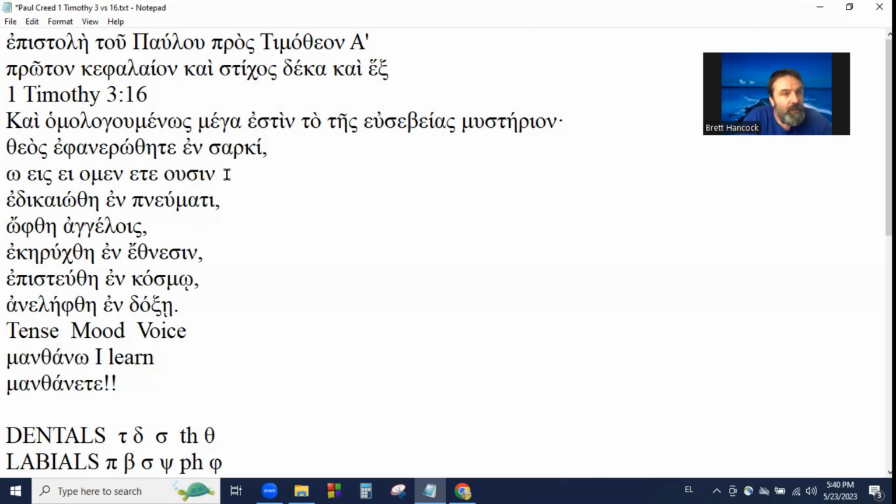So this is just the regular, if you're using my Hebrew keyword, PIA. When you're looking at Strong's, that website I use, that convention that many seminaries use, it's tense, then mood, then voice. So we got present tense, indicative mood, active voice. These are the verb endings. And here we got the aorist tense, indicative mood, passive voice.